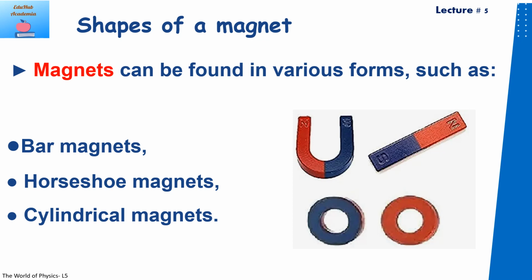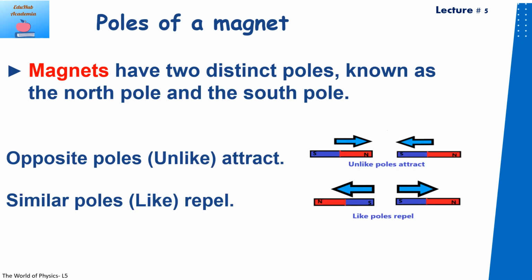Magnets come in various shapes. They could be bar magnets, horseshoe magnets, or cylindrical magnets. Magnets have two ends that we call poles, and they are distinct. One is the North Pole, the other is the South Pole.